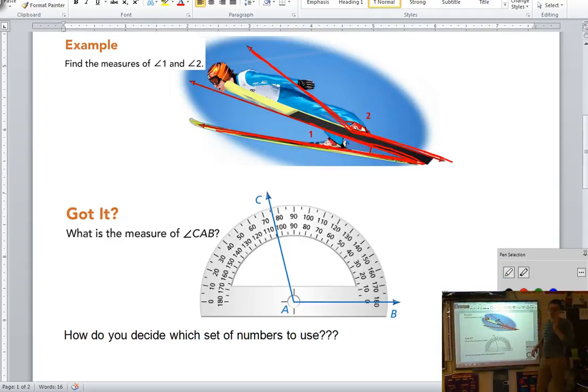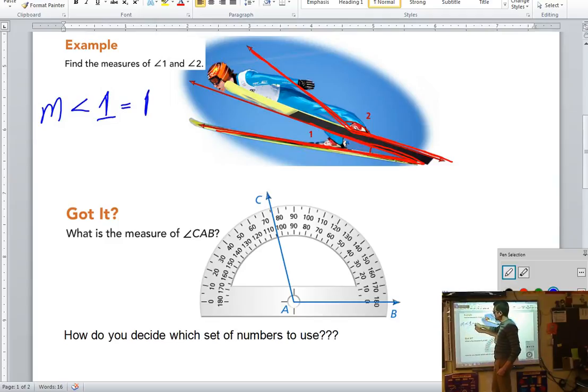So hopefully you tried this on your own. For angle 1, we would want to set our protractor with the vertex right here in that center point. One of my rays would be on my 0. And approximately when I find this measurement, and here's another way that we can write this, this is the measure of angle 1 equals approximately 10 degrees. You might have got something a little bit over, a little bit under, because it's kind of difficult to measure these angles, but approximately it's 10 degrees.